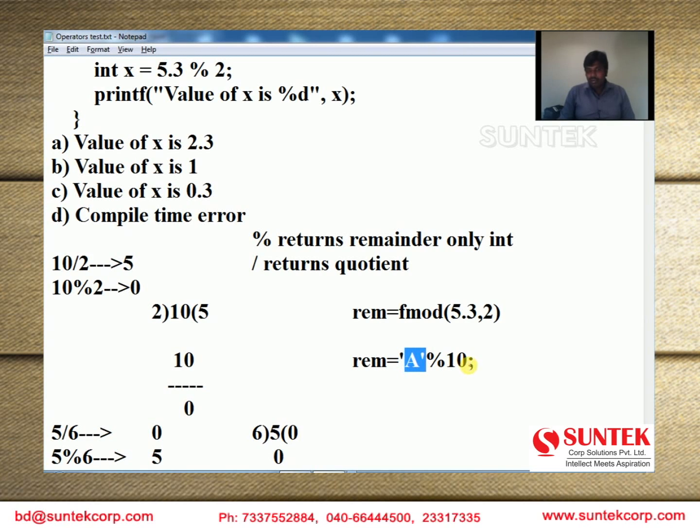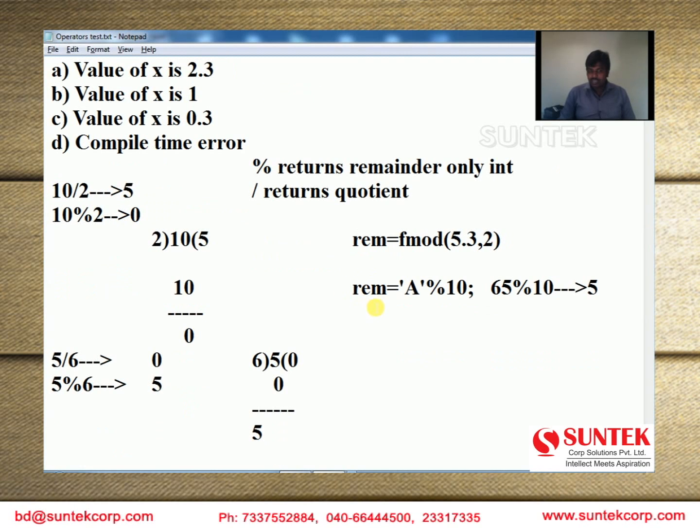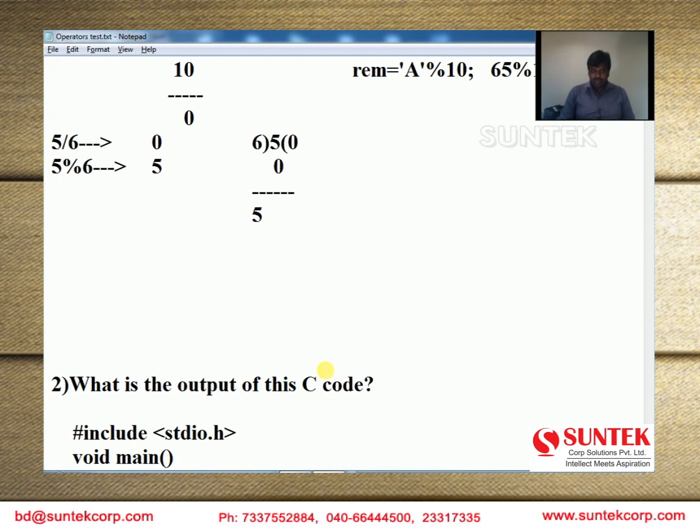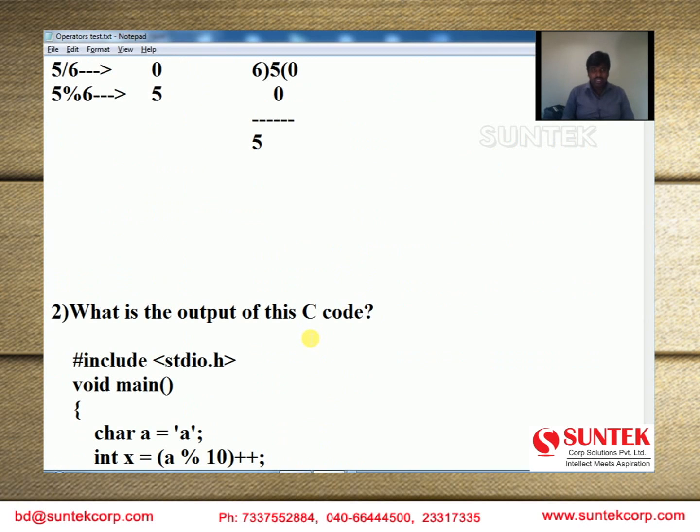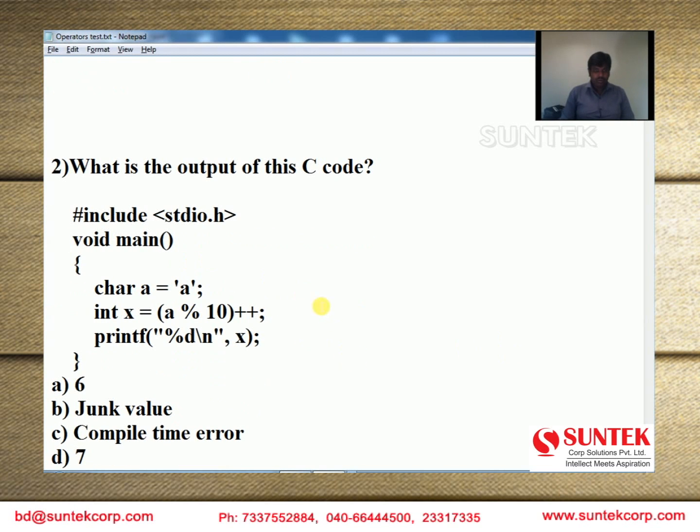If you write 'A' % 10, the character value is first converted into ASCII, which is 65. So 65 % 10, the remainder is 5. Only for integers, in the sense that characters are also integers. It's not an error, but 5.3 % 2 is an error. Understood, right? Okay, next question. What is the second question? What is the output of this code?